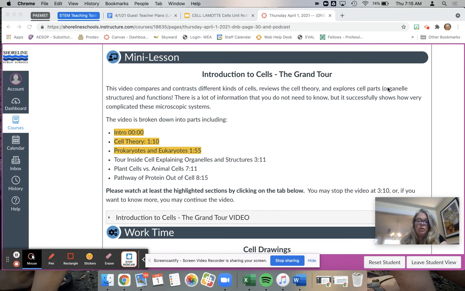As middle school learners, what you need to focus on is that cells are microscopic systems, and that systems have different parts that have to work together in order for the cell to survive. And then that cell, if it's a multicellular organism, is not only a system, but it's also a subsystem working within tissues and organ systems in a body.